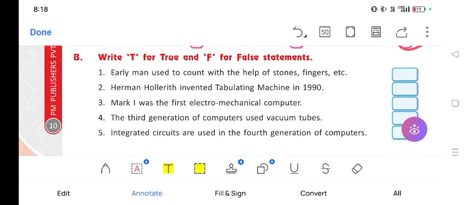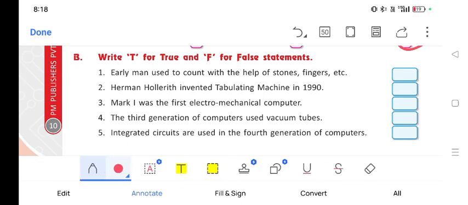Write T for true and F for false statement. Early man used to count with the help of stone fingers. Yes, this is true. Herman Hollerith invented tabulating machine in 1990. No, this is false.